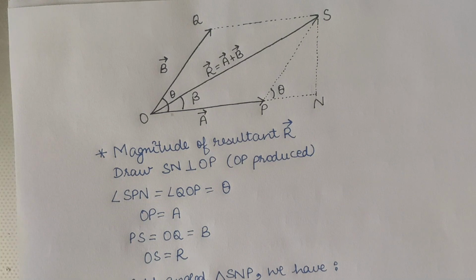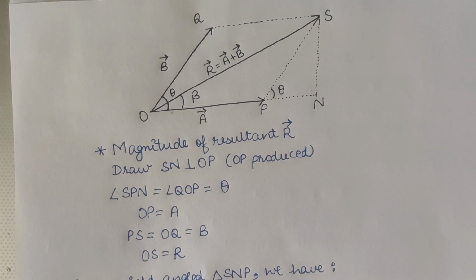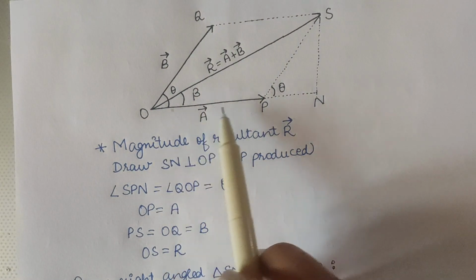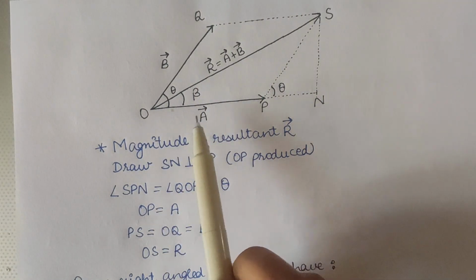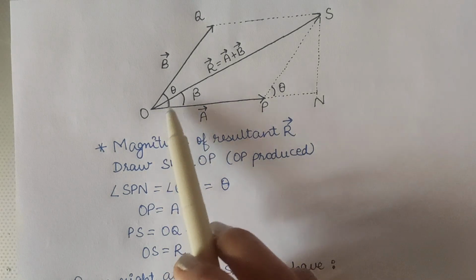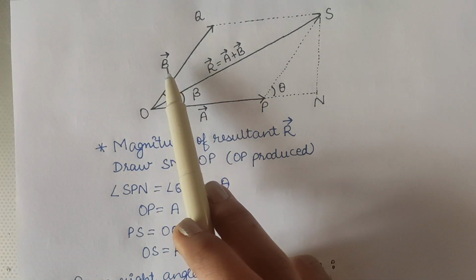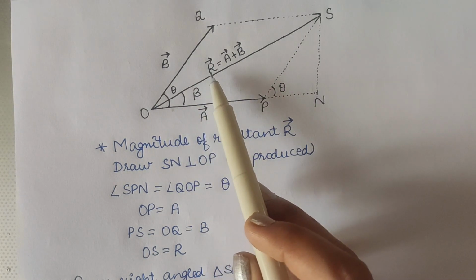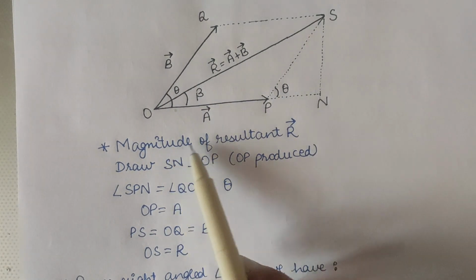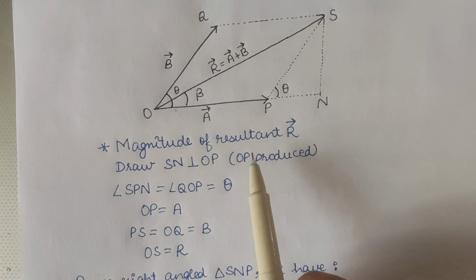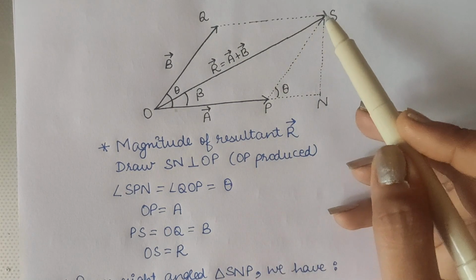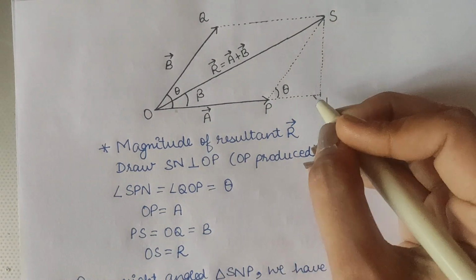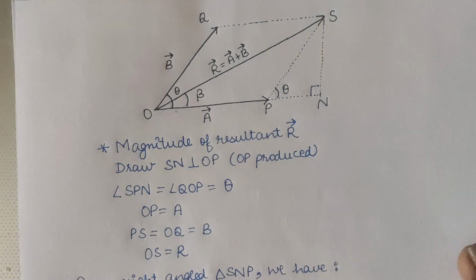Now it is very evident from the figure that the length of side OP gives me the magnitude of vector A, and the length of side OQ gives me the magnitude of vector B, and the length of diagonal OS gives me the magnitude of R. In order to find the magnitude of the resultant, the first step that we are going to follow is we are going to draw a perpendicular SN on OP produced. So this angle would be 90 degrees.